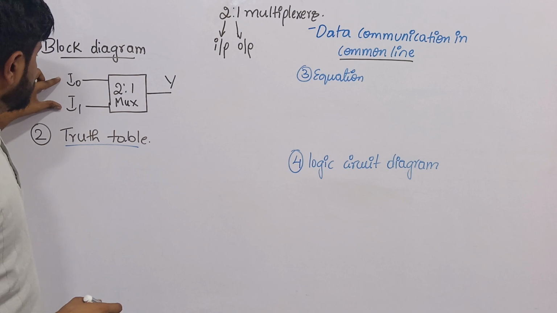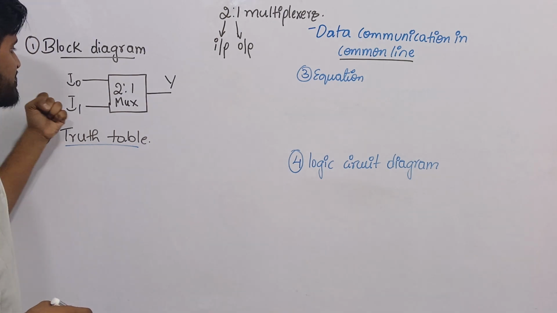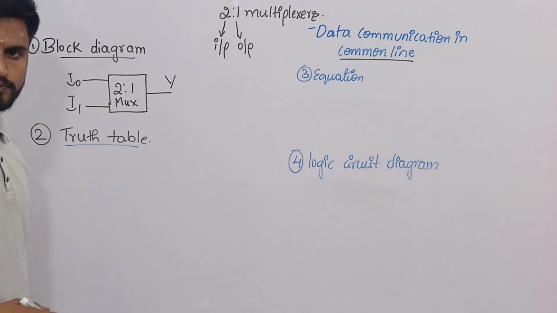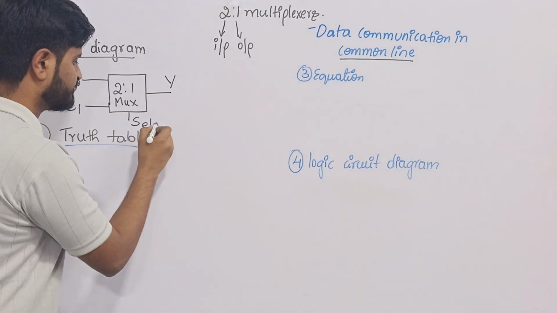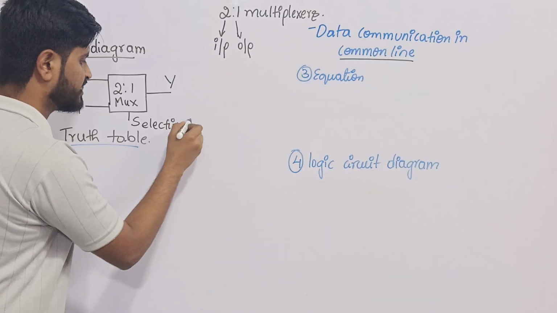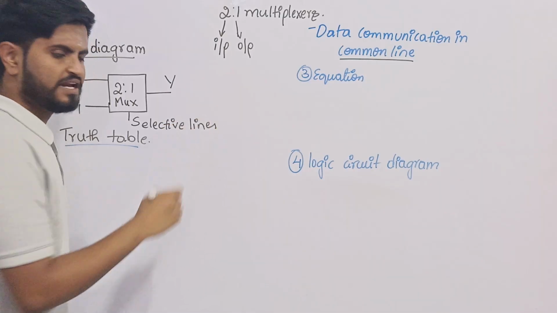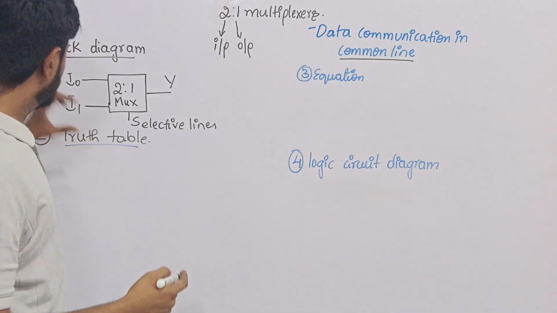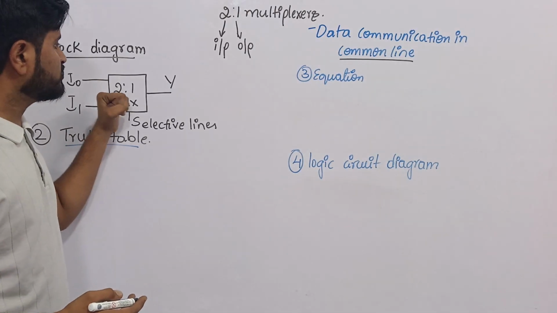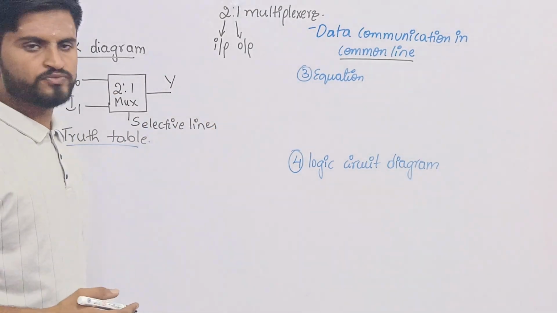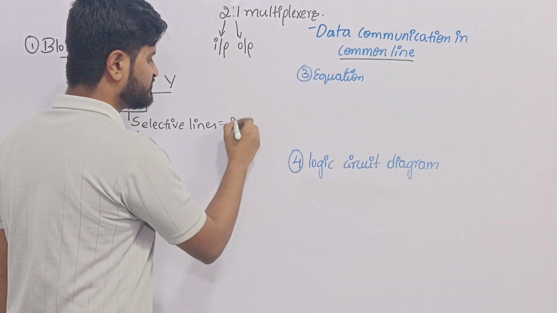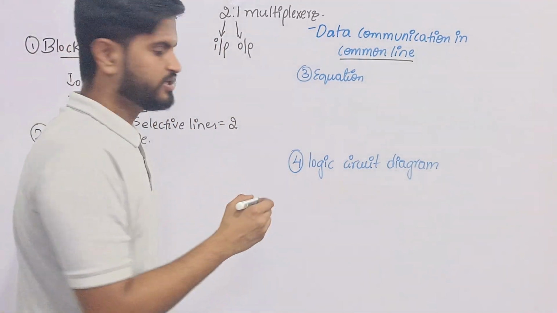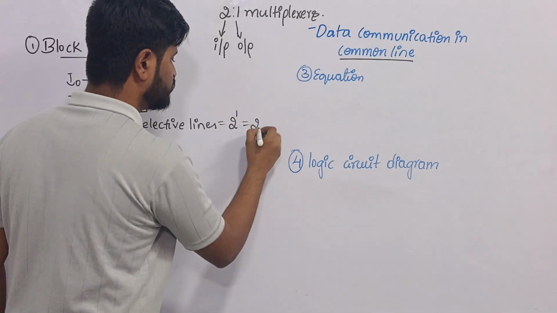You have two inputs from which one must be selected to get the output. So here comes the concept of selection lines. These selection lines will select which input must be given so as to get the favorable output. Here we have two inputs. How can you represent 2 in the power of 2? That is 2 power 1 equals 2.